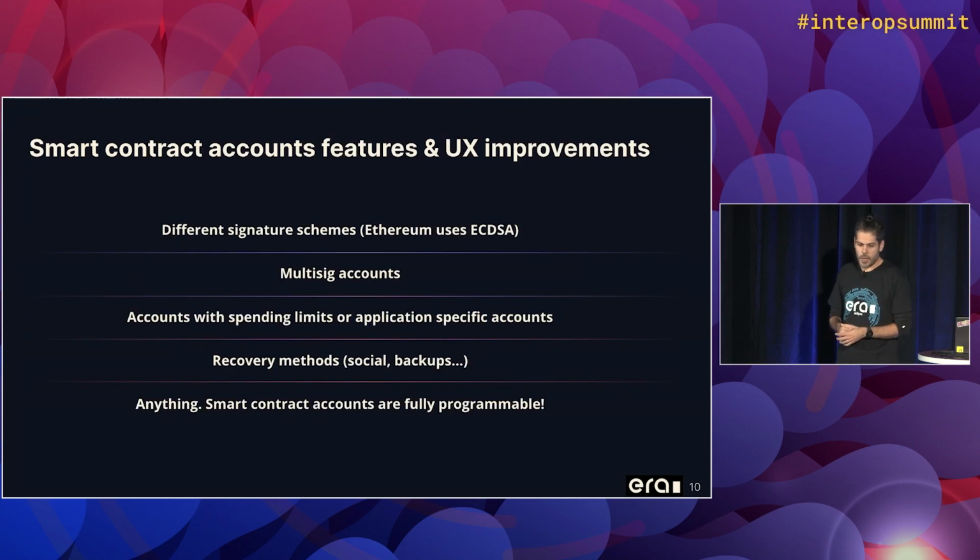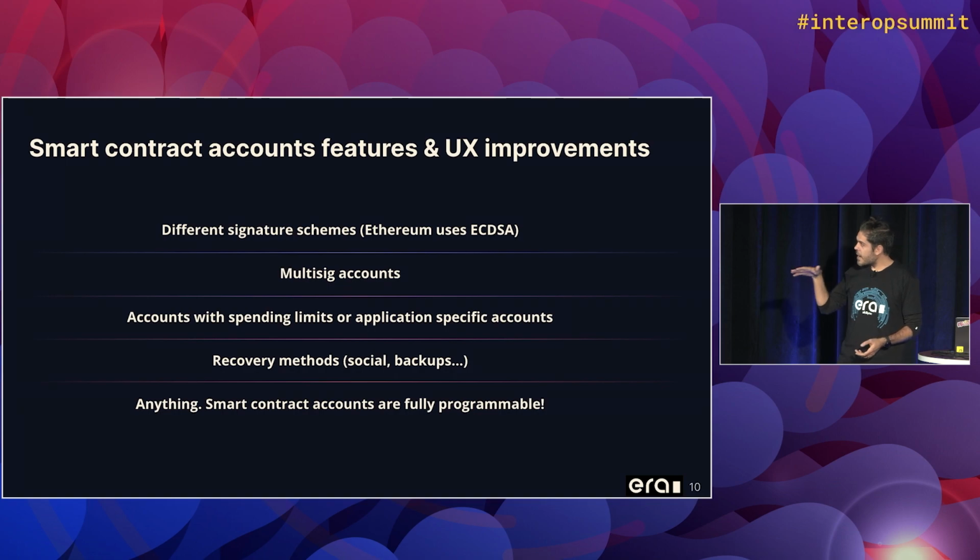Here are some features and UX improvements in general. We can use different signature schemes. By default, Ethereum uses ECDSA, but you can use any other signature scheme. Your smart contract account can be a native multi-sig account that needs to receive multiple signatures to approve transactions. You can create accounts that have spending limits, like, okay, I only want my account to be able to spend 1 ETH per month, something like that.